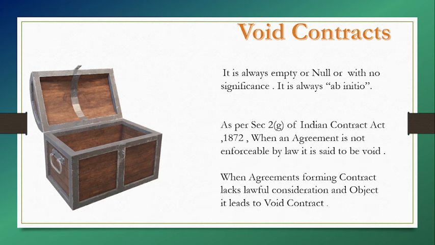As per Section 2(g) of the Indian Contract Act 1872, when an agreement is not enforceable by law, it is said to be void. When agreements forming a contract lack lawful consideration and object, it leads to a void contract. For example, there is a liquor ban in some states of India. But if two parties meet and agree to open a liquor shop and do the trade of that liquor, from the beginning itself this type of agreement will be null and void because it is not enforceable by law. It is banned by the law of that state.